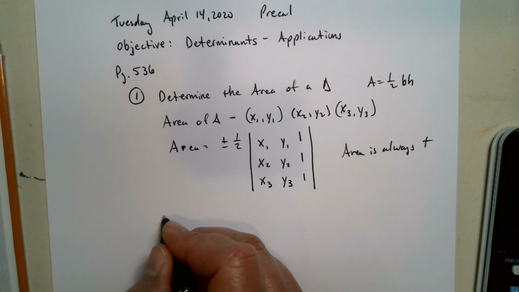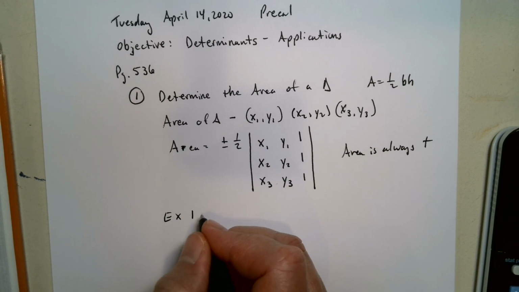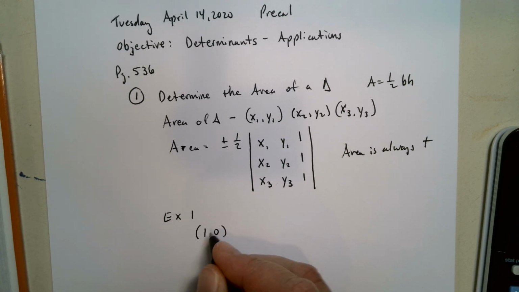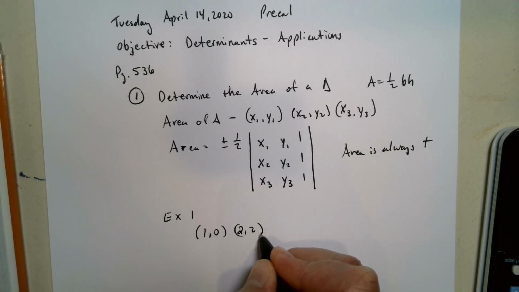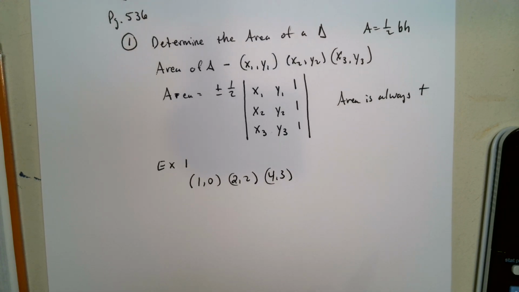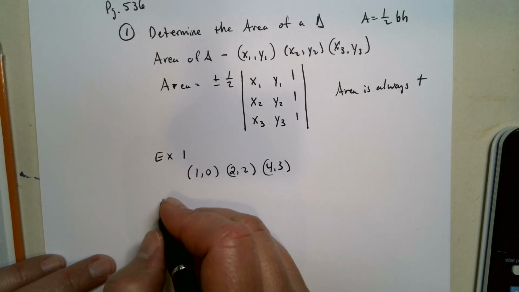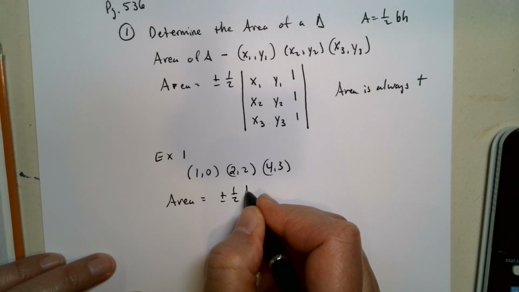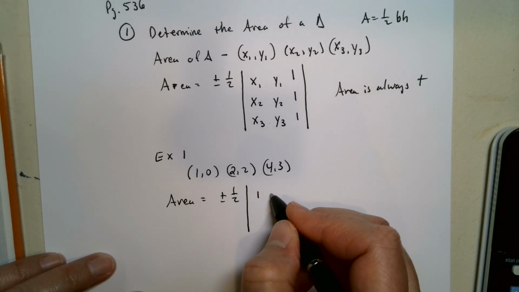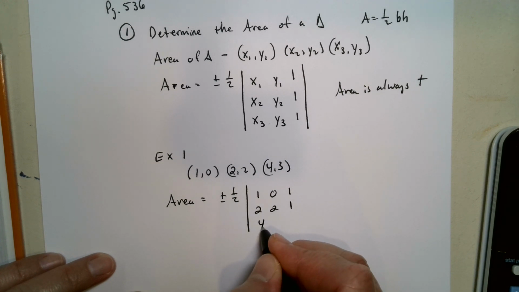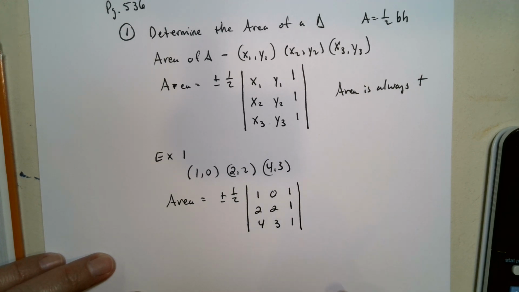So let's look at example 1 there on page 536. It says find the area of the triangle whose vertices are (1, 0), (2, 2), and (4, 3). So we want the area, and we're going to use this formula right here. The area is going to be plus or minus 1/2, and I'm just going to take the points. So I've got 1, 0, 1; 2, 2, 1; 4, 3, 1.